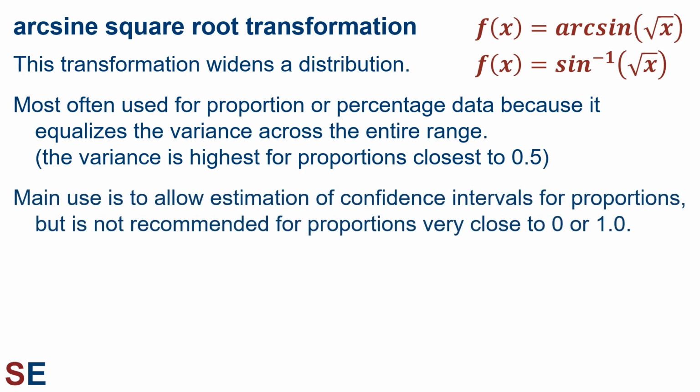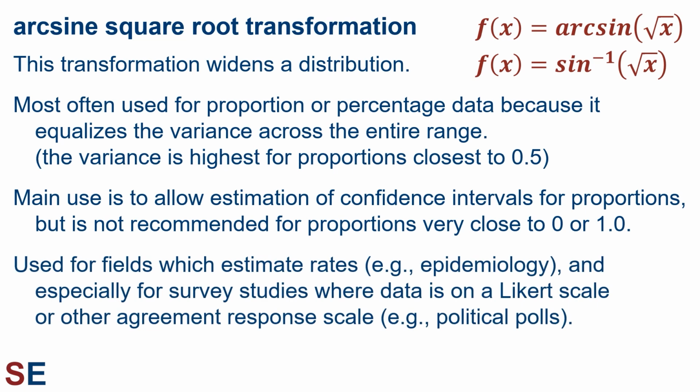The main use of this transformation is to allow estimation of confidence intervals for proportions, but it is not recommended for proportions very close to 0 or 1 because at the very edges the equation can become inaccurate. The arcsine square root transformation is used for fields which estimate rates, for example epidemiology, and especially for survey studies where the data is on a Likert scale or other agreement response scale, for example political polls. That's because these types of data sets naturally produce raw proportions.